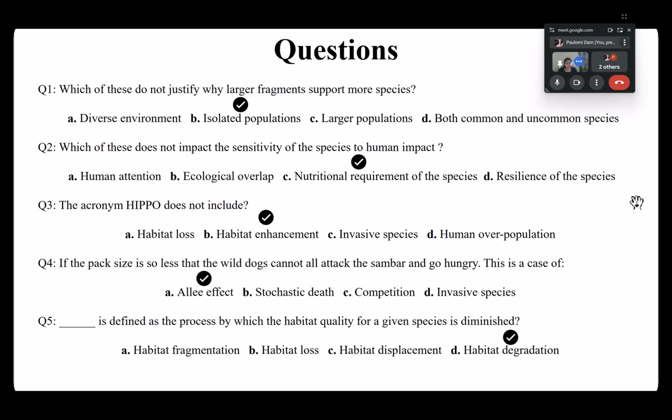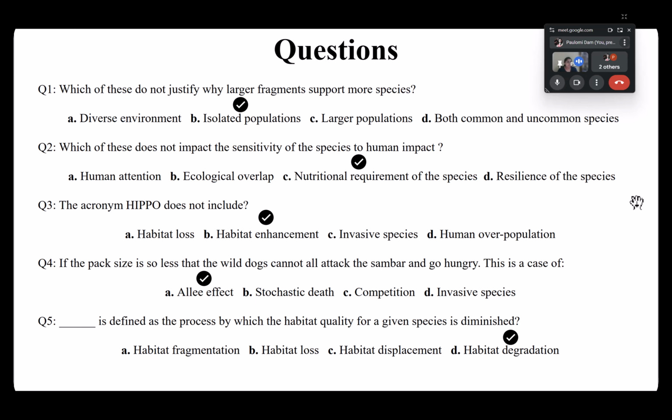Now, fourth is, if the pack size is so less that the wild dog cannot attack the sambar and go hungry, this is the case of Allee effect. Now, what is Allee effect? Allee effects are effects that you see in a small population on the fitness of the individual. So basically what these effects say is that if the population size goes down, the fitness of the individuals in the population also goes down. Here, if you see, there is no death, right? They are going hungry. They are not yet dying. So we cannot say death yet.